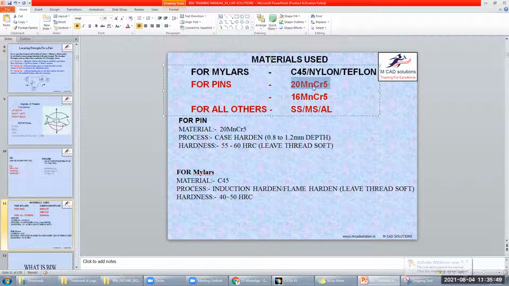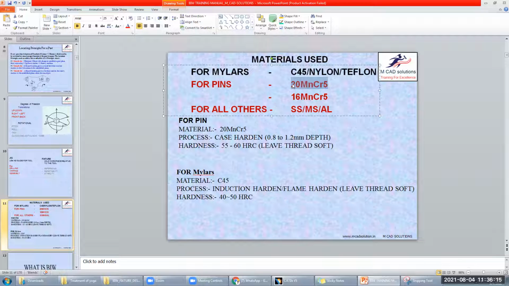That's why we use this alloy, 20 mm CR5. This is manganese and chromium. An increase in the percentage of manganese means it is easy to machine. The machinability of that part will be increased, we can easily machine. And chromium gives corrosion resistance, so the part's corrosion resistance property will also increase. So to do the machining, we are using 20 mm CR5.